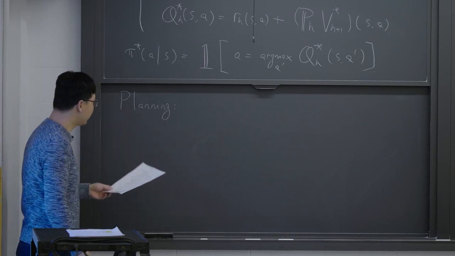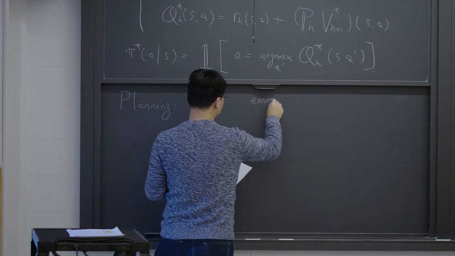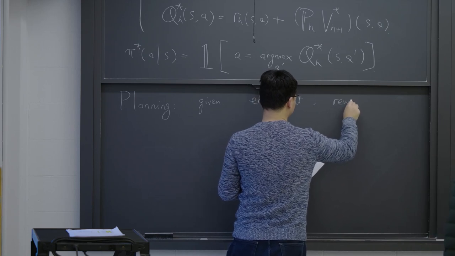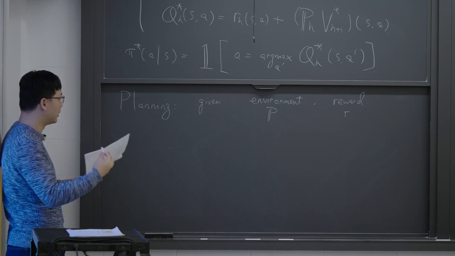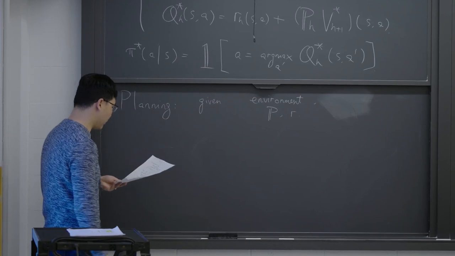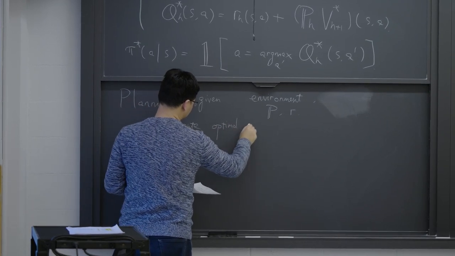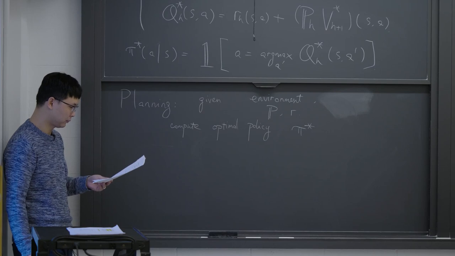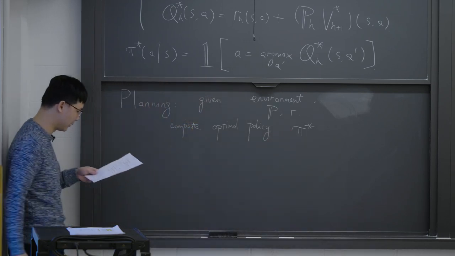So the planning task is defined as follows. We are given an environment P and also reward R. This is similar to the setting of policy evaluation: we all know the environment, P and R. And our goal is to compute the optimal policy, pi star. Similar to policy evaluation, the only difference is that now we no longer just evaluate the value of some fixed policy, we directly want to find the optimal policy.